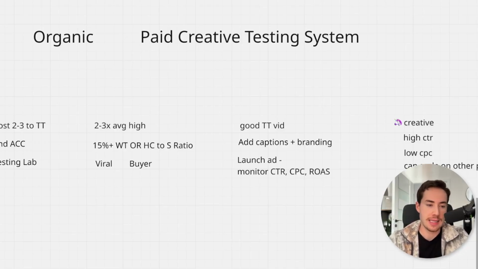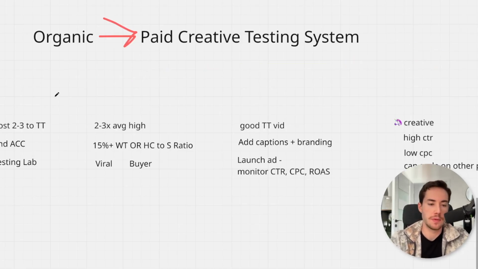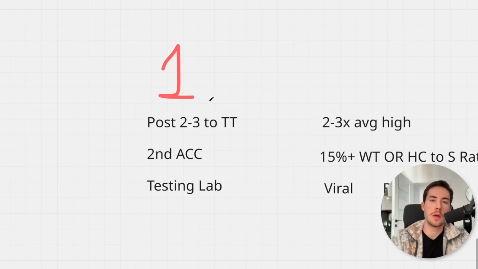So let's get started. So first things first, this is the organic to paid creative testing system. And ultimately, this entire structure here is the pipeline of how we're going step by step through here. So first things first, we're going to start with step one. So what you're going to be doing is you're going to be posting 2 to 3 creatives on TikTok. Now, first of all, these are going to be video creatives. You're not going to be testing statics this way.